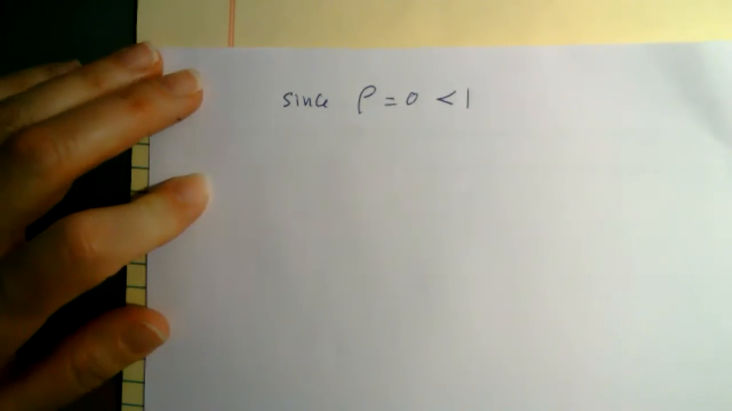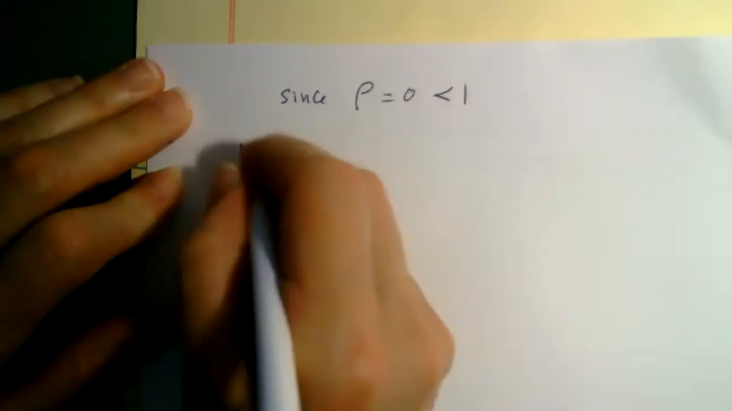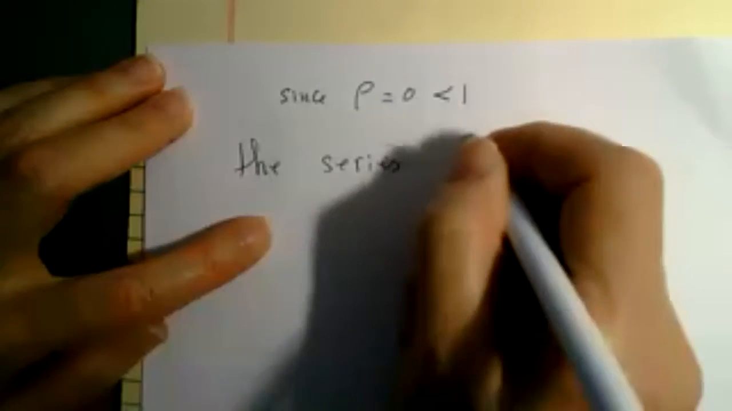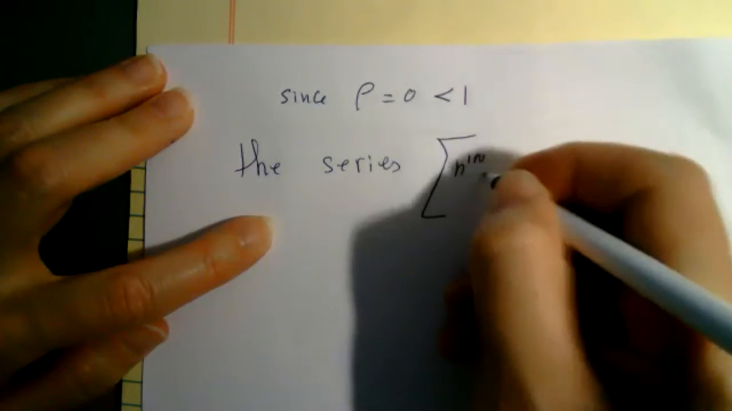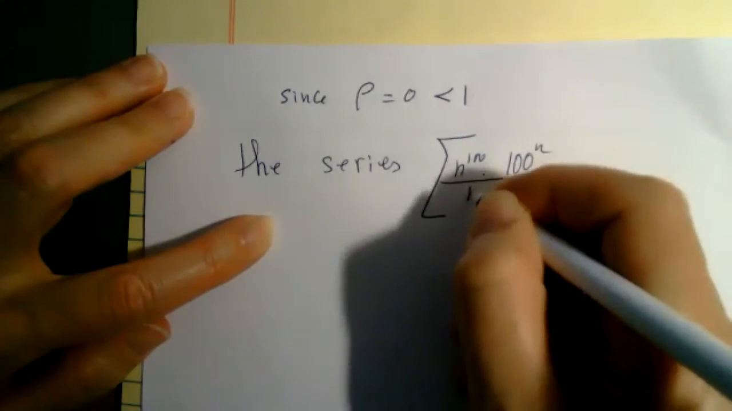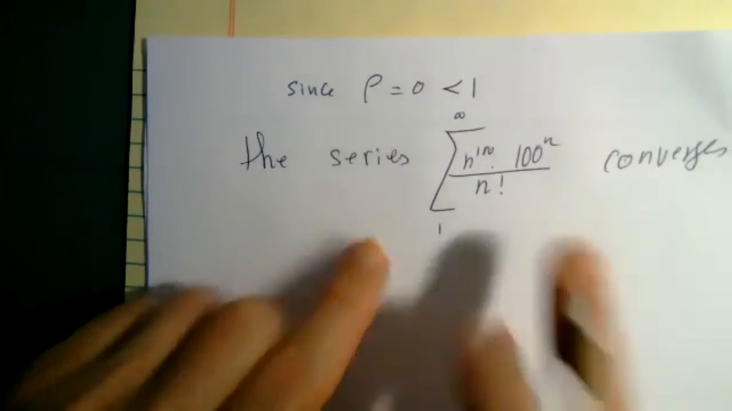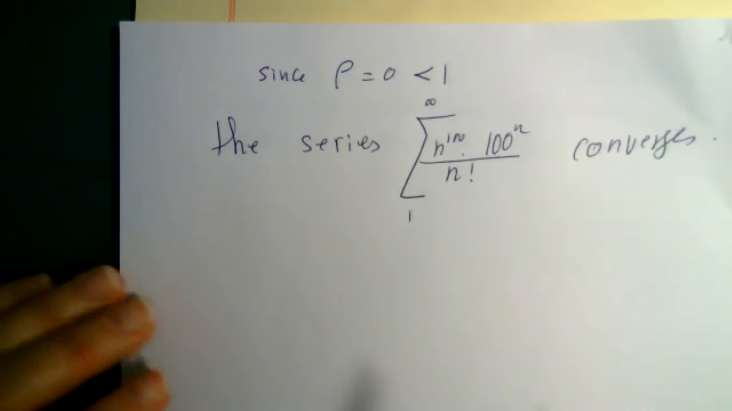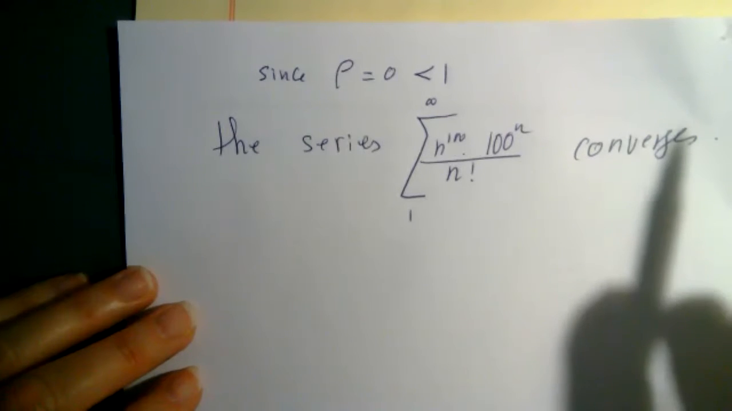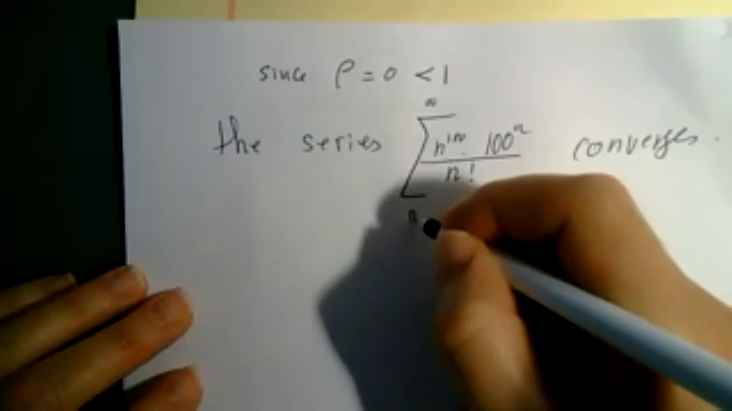So now, since the ratio is equal to 0, less than 1, we have to know exactly what those tests tell us. The series sigma of n to the power 100 times 100 to the power n over n factorial converges. It means actually, if we start adding those terms, I know they look bizarre, I fully agree, but if we actually start adding those terms, we get to a fixed number, n equals 1 to infinity.